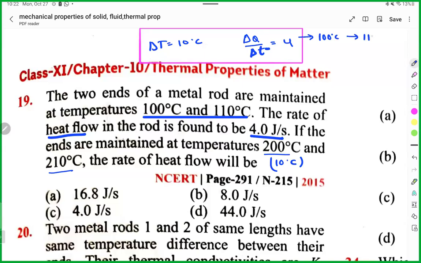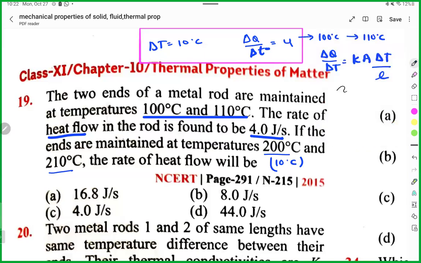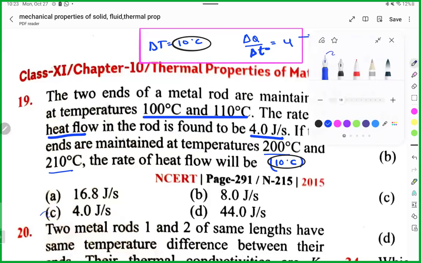Yes, option C, because you know delta Q by delta T is equal to KA delta T by L. So this heat current is directly proportional to the change in temperature. In this case, the change in temperature is 10 degrees Celsius. Even if you make it 200 to 210, the difference is still 10 degrees Celsius, and it depends only on the difference. So the answer will be the same.